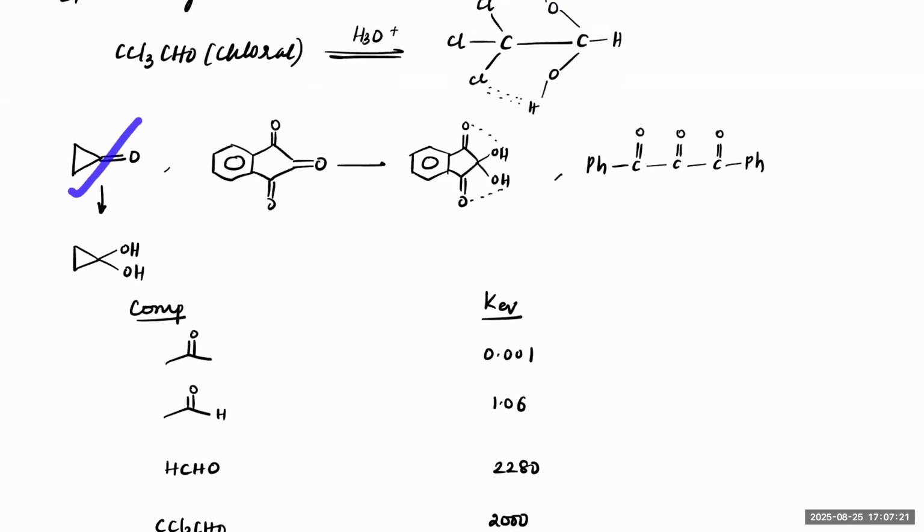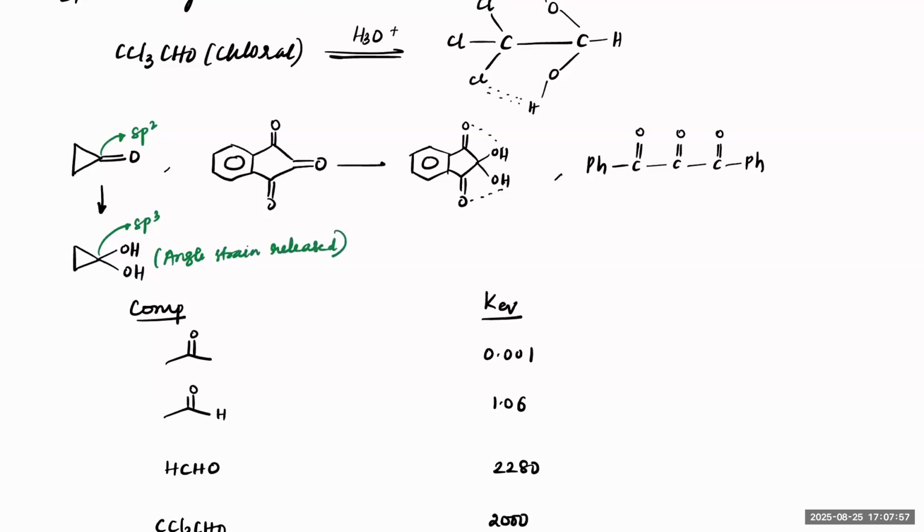Yes. See this one, cyclopropanone. You can see the C double bond O will convert into OH and OH. So that's how we can get this into hydrate form. Why is this a very stable hydrate? This is a stable hydrate because here it was an sp2 hybridized carbon and here it is an sp3 hybridized carbon. So what happened? Angle strain got released.